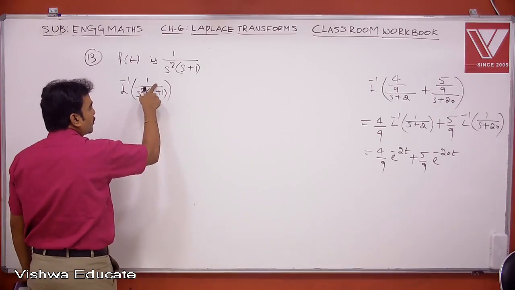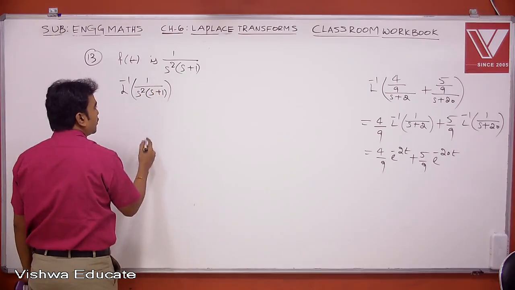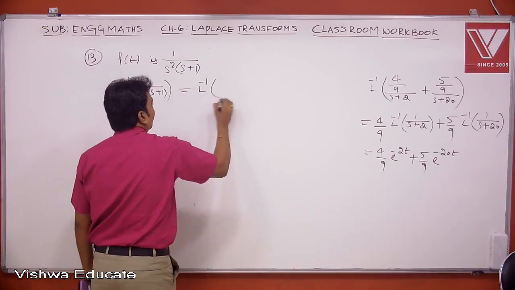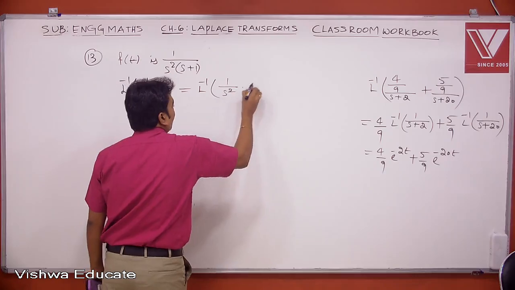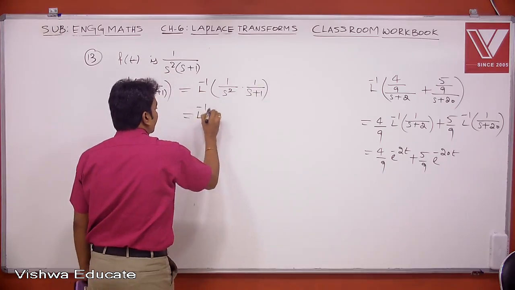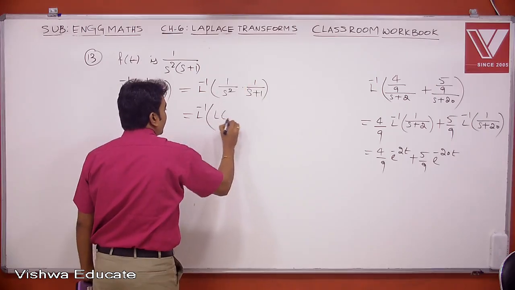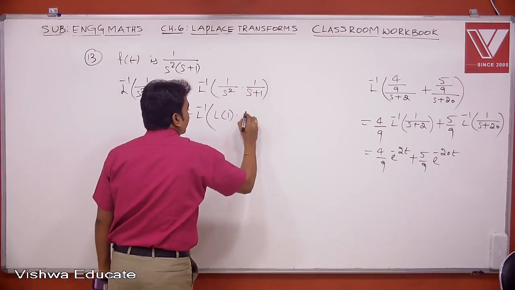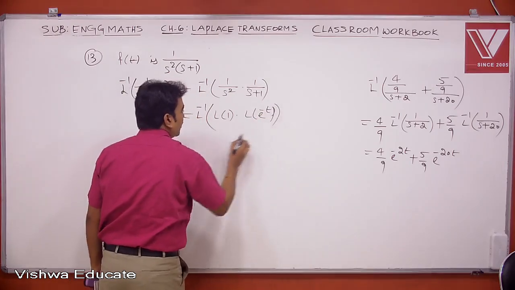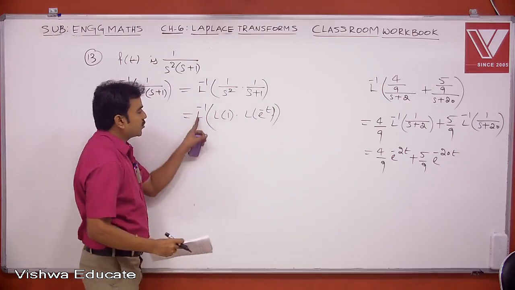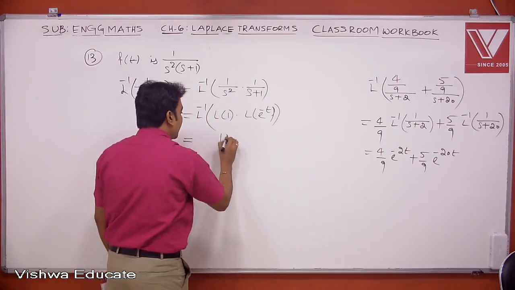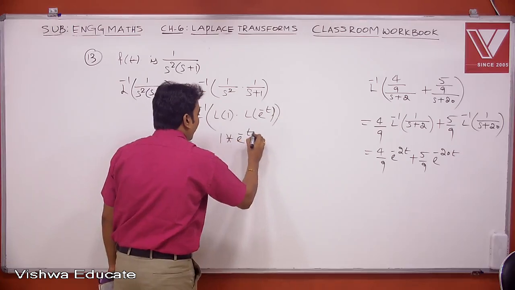We can do this by partial fraction or by convolution theorem. So let us handle this by convolution theorem. This is L inverse of 1 by s square into 1 by (s plus 1). Here 1 by s square is the Laplace of t and this is the Laplace of e power minus t. So this is in the form L inverse of L of f of t dot L of g of t. So by convolution theorem this becomes f star g.